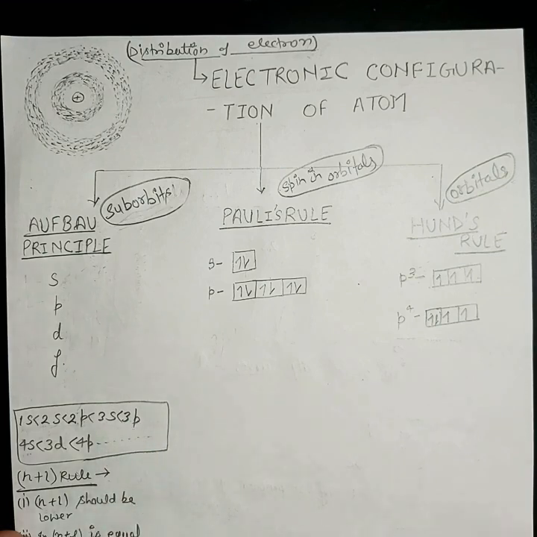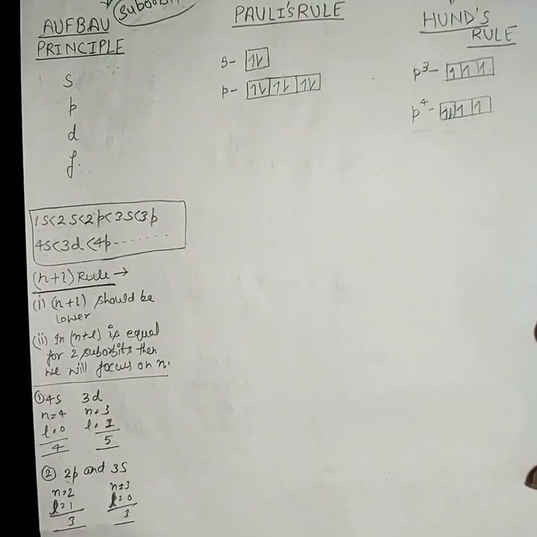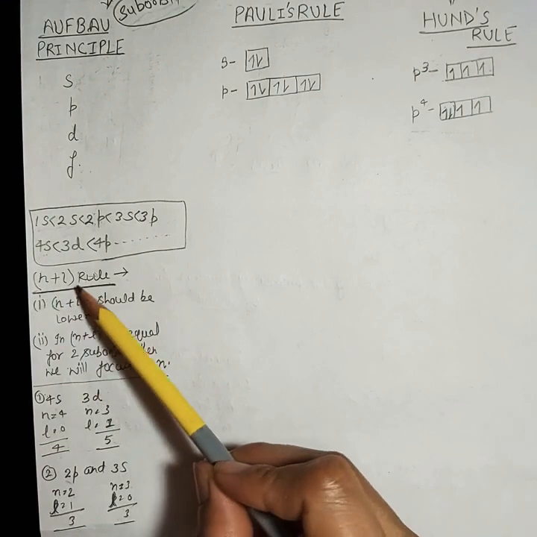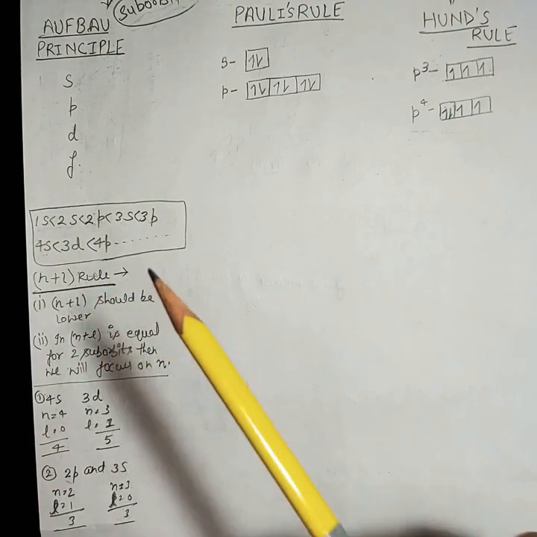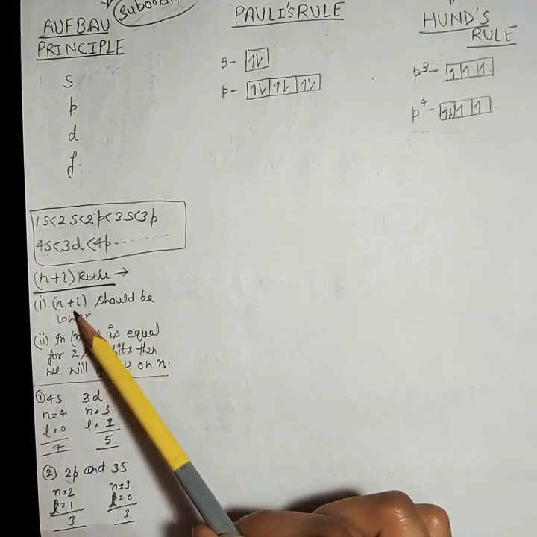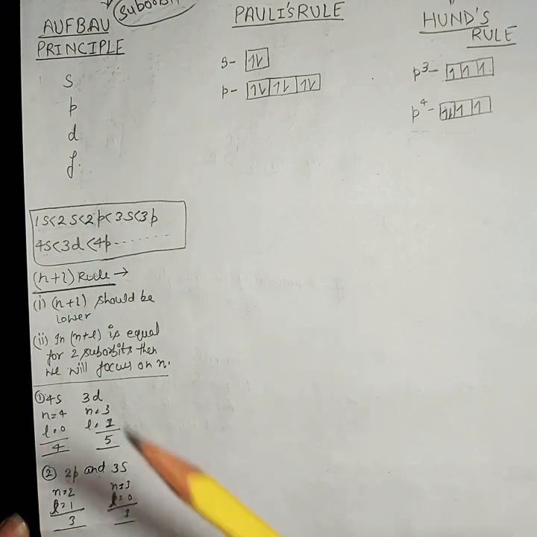Now the question arises: how do we come to know which suborbit is of higher energy and which is of lower energy? So for this query, you can use this rule, the n plus l rule. The n plus l rule says that the suborbit which has a lower value of n plus l will have a lower energy level. Similarly, the suborbit which has a higher value of n plus l will have more energy than the previous one.